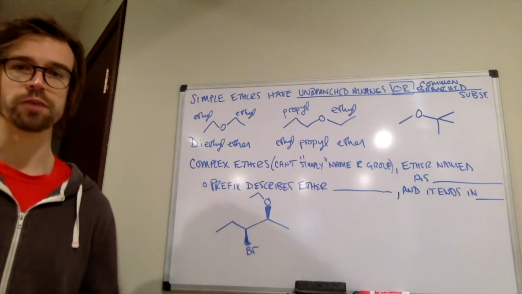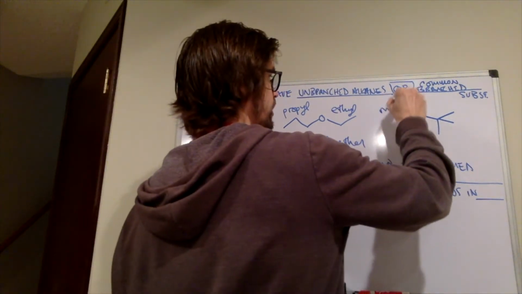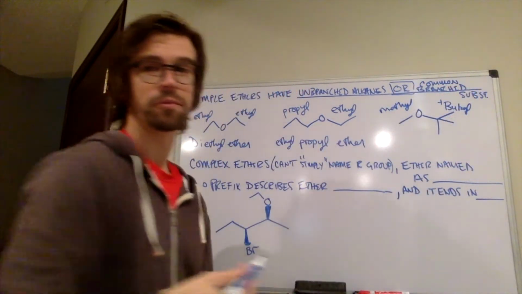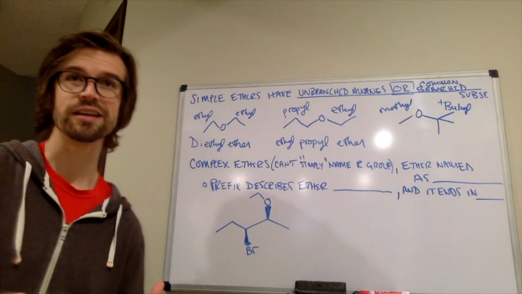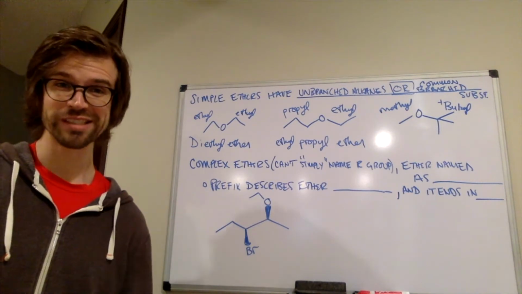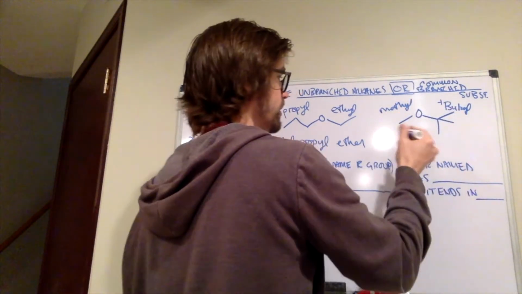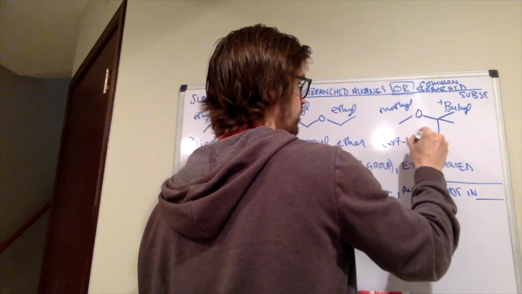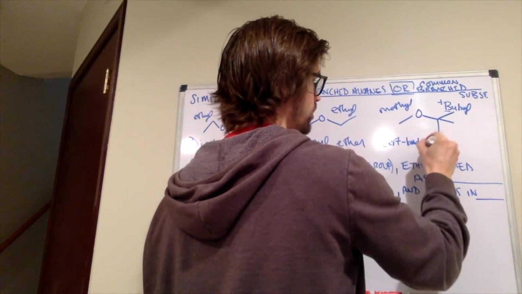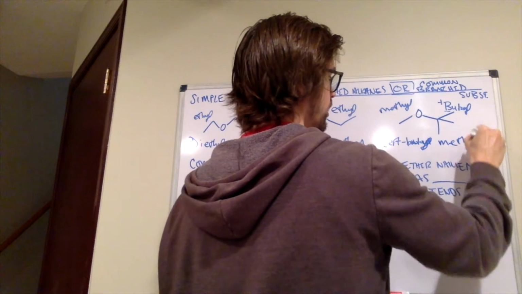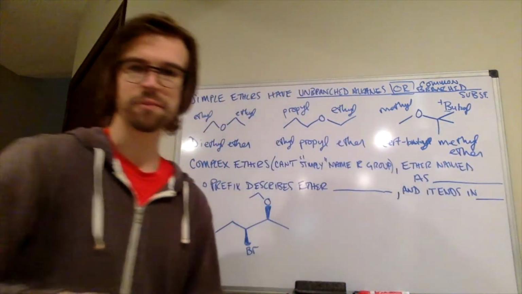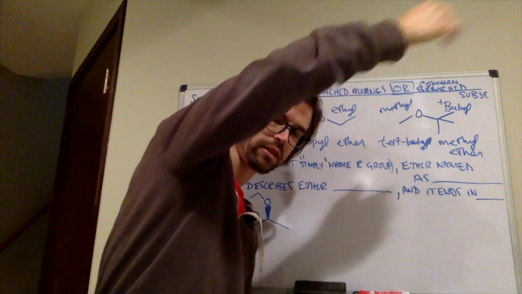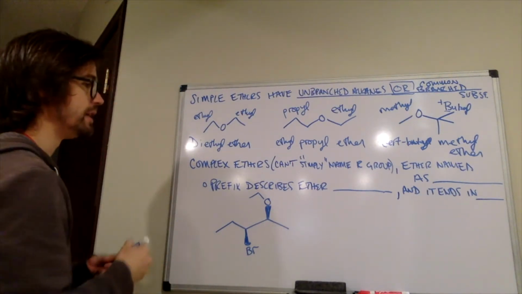What about our branched substituents? Kind of the same situation. We have methyl here and tert-butyl over here. And remember, does the tert count in the alphabetization? No, it doesn't. The tert does not count. So butyl comes before methyl. So it would be tert-butyl methyl ether. So that's how we name simple ethers.